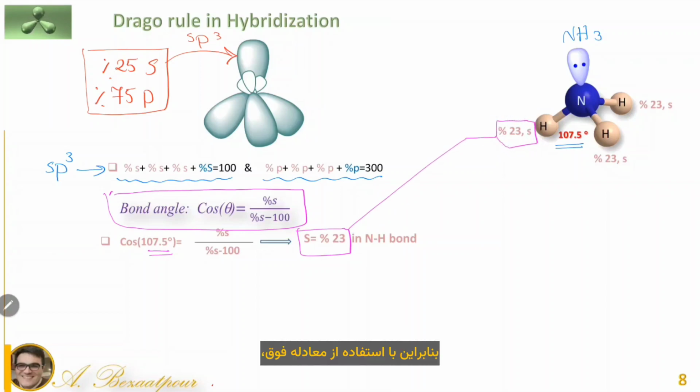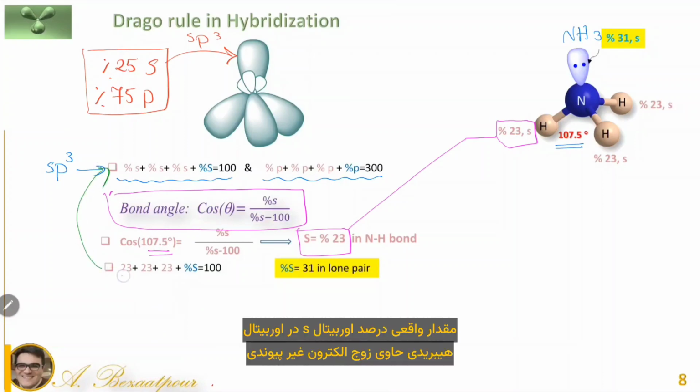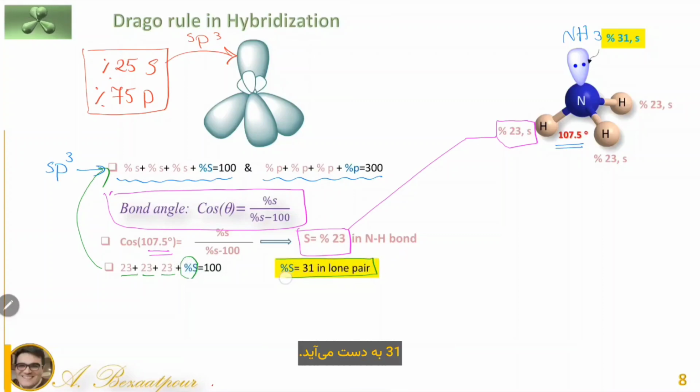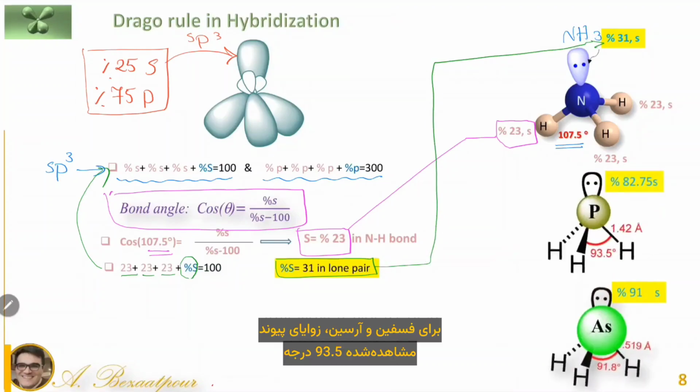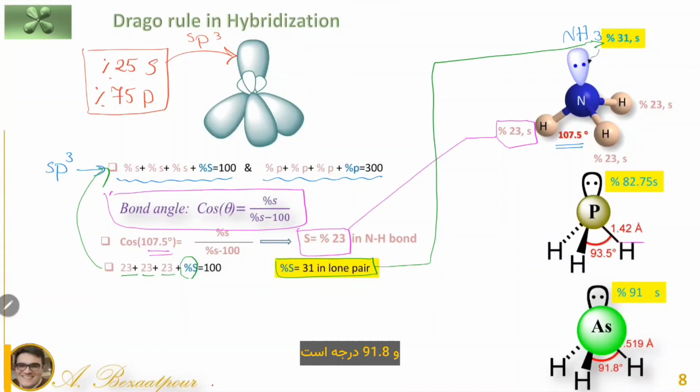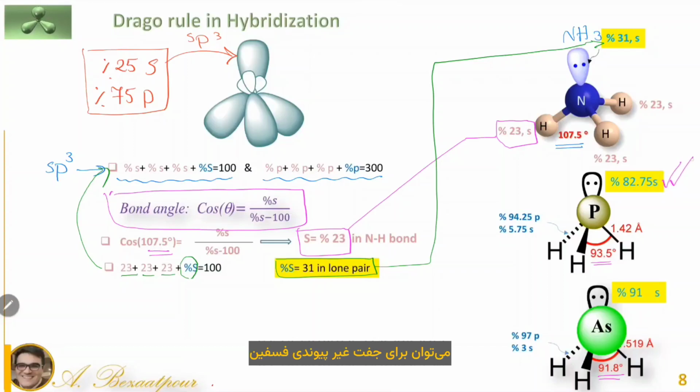Then, using the above equation, the actual value of the s orbital percentage in the lone pair hybrid orbitals was obtained as 31. For phosphine and arsine, the observed bond angles are 93.5 degrees and 91.8 degrees, and by using the Drago rule, this percentage can be obtained for the phosphine lone pair as 82.7, and for arsine as 91.